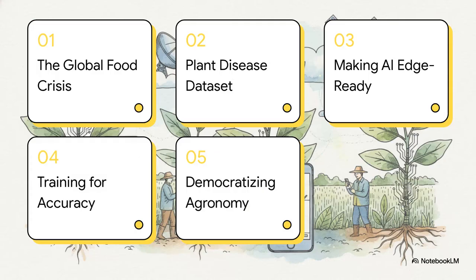Here's our roadmap for today. We'll kick things off with a global food crisis, jump into the plant disease dataset, see what it takes to make AI edge ready, check out training for accuracy, and finish up with democratizing agronomy. Let's get right into it.